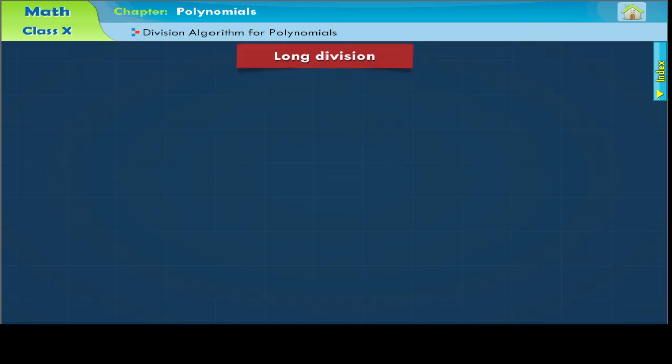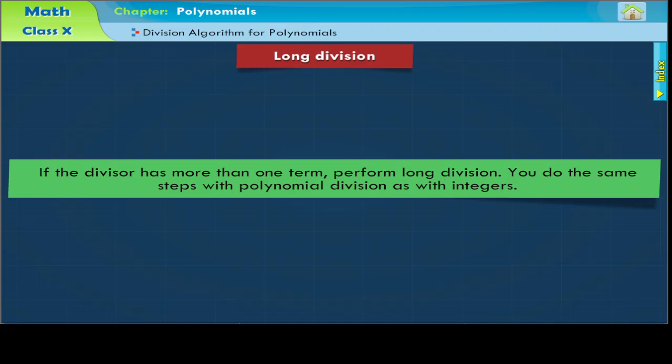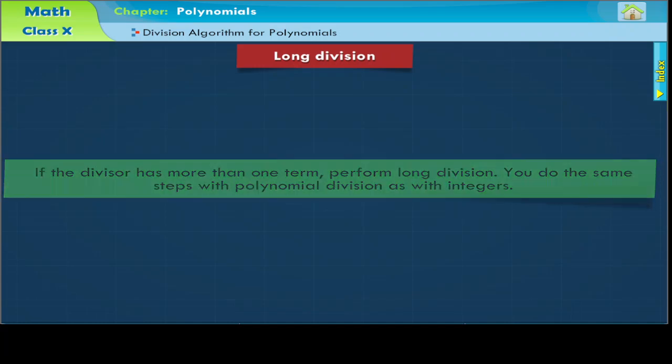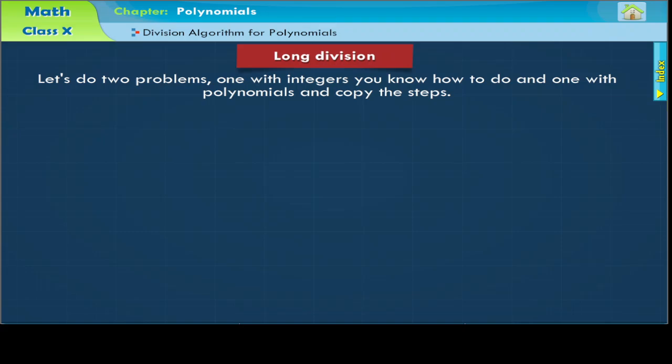Long division. If the divisor has more than one term, perform long division. You do the same steps with polynomial division as with integers. Let's do two problems, one with integers you know how to do and one with polynomials, and copy the steps. Let's observe the following.